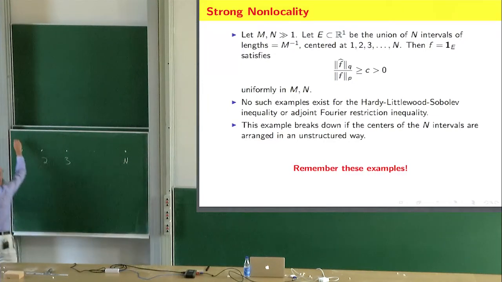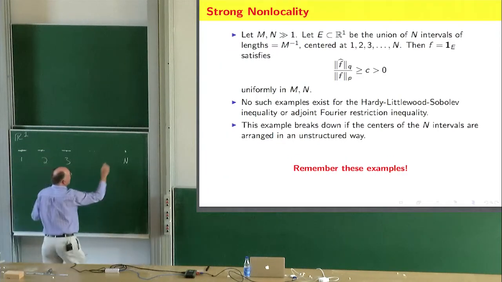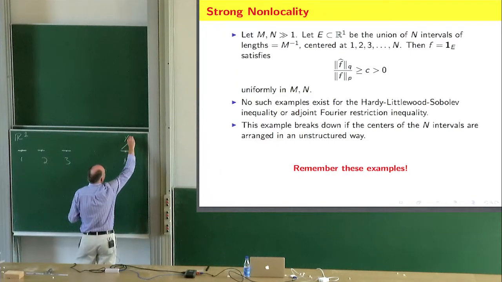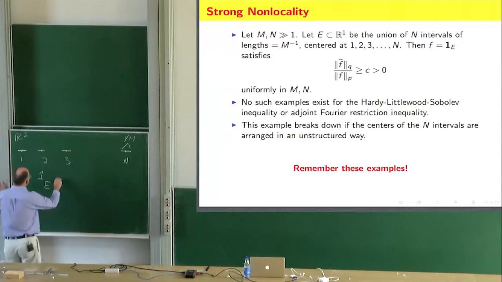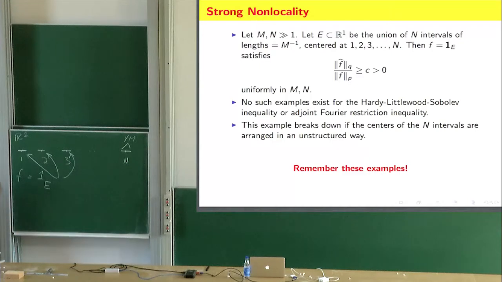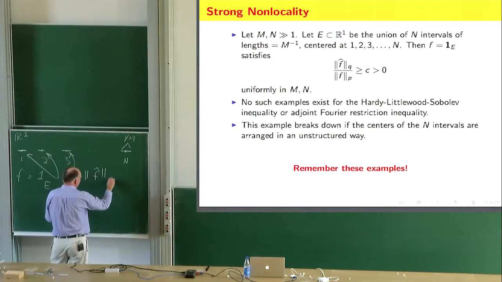And this is a picture in one dimension. And about each of these, we put a little interval. The intervals are all of the same length, and they have a length which is 1 over some other capital M. And my function f is just the indicator function of the set E. So E is just the union of all these intervals. Okay, so E is a set of some measure. And what we want to do is we want to feed this set E into this ratio.